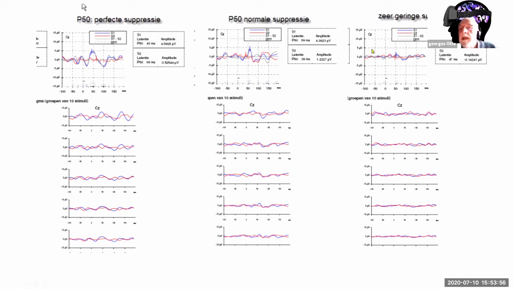Again, and here you have a patient with a very low suppression. There is maybe some suppression, but it's very hard to see. So here we say, this is a very low suppression. This could be a patient possibly with schizophrenia or autism or one of these defects of sensory gating. Right? It's a potential of sensory gating. There's something wrong with sensory gating in schizophrenia.